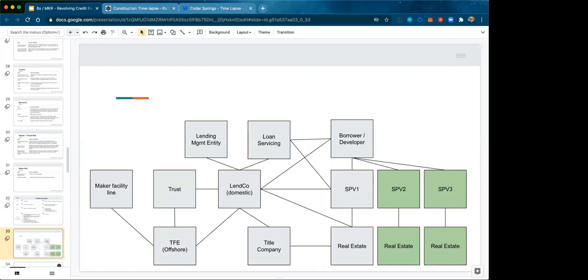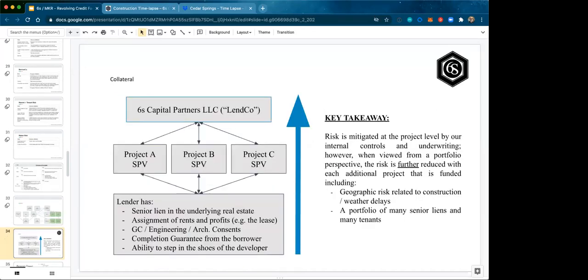This piece I've already discussed, or I've shown this before. I'm happy to go through it. I don't think we can go through parts of it now. Fundamentally, the big key takeaway here is that Success Capital Partners, quote unquote, LendCo, ends up with a diversified portfolio of lenders, senior liens in a variety of different projects that are geographically distributed with different tenants. And that tenant list is expanding based upon the quantities of developers that want to use our services.